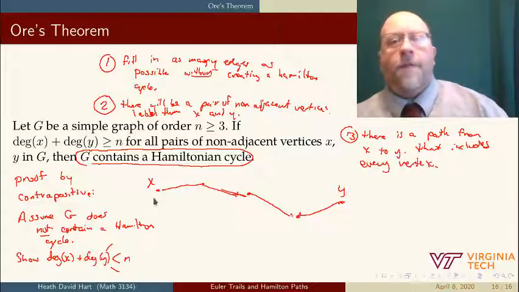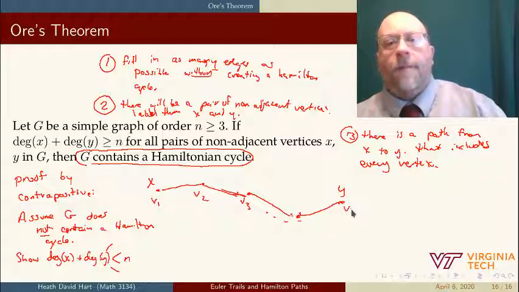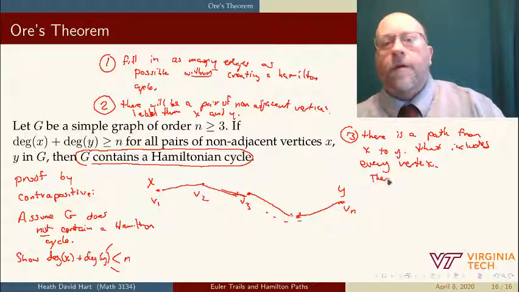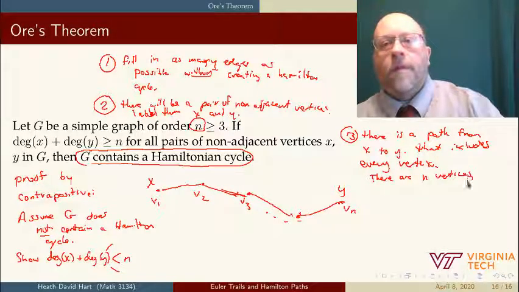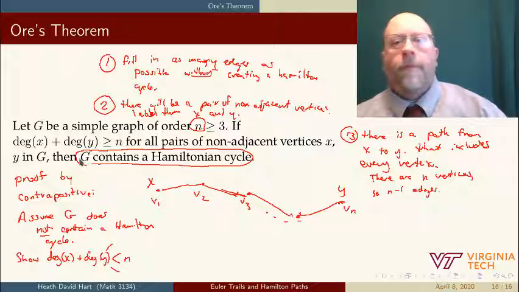So let's label these vertices. I'll call them V1, V2, V3, up through Vn. There are n vertices. That's the order of the graph. And so there are n minus 1 edges. Okay?